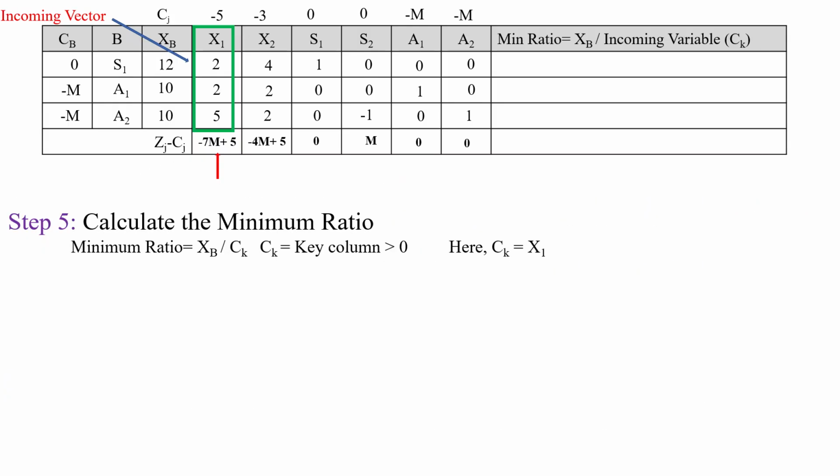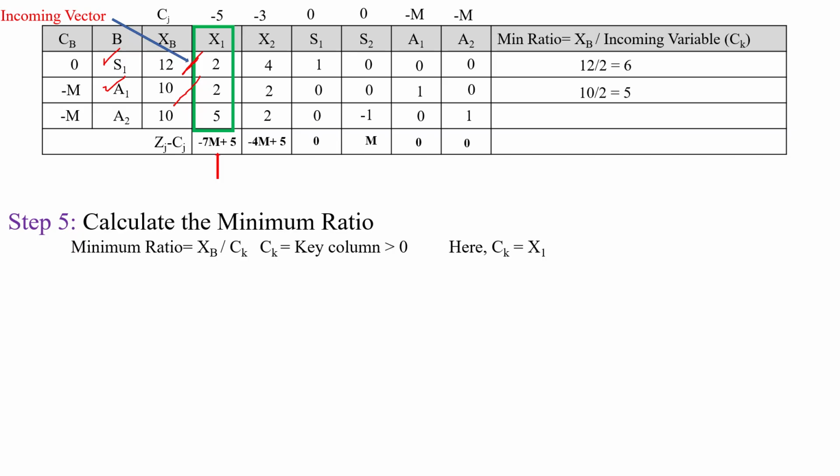The next step is to calculate the minimum ratio, where the minimum ratio is equal to xb divided by ck, where ck represents the coefficients of the incoming variable. Here the incoming variable is x1. First, for the first row, the S1 variable row, the xb value is 12 and the ck value is 2. So 12 by 2 is equal to 6. Next, for the second row, the A1 variable row, the xb value is 10 and the ck value is 2. Then 10 by 2 is equal to 5.